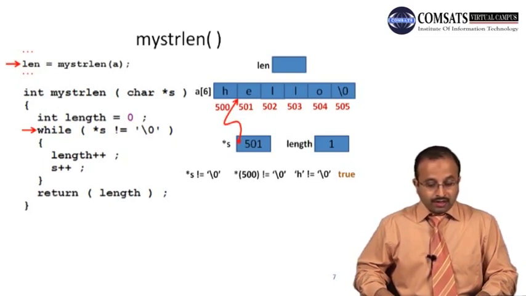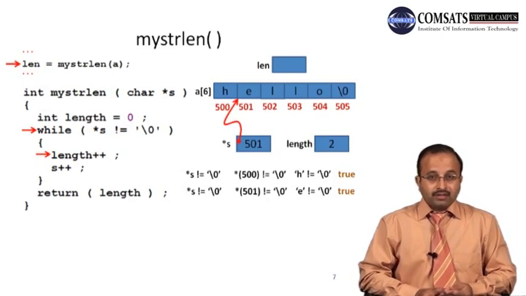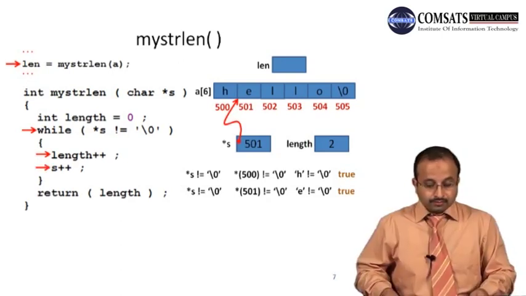Then it checks the condition again. The condition is star s is not equal to null. Star s is now star 501, that is the value at address 501, and that value is E, which is not equal to null. This condition is also true. It comes inside the loop again and increments the counter. Now the counter becomes 2. This means that we read 2 characters from the string and none of them is null. Then it increments the pointer and its value becomes 502, and it points to the next position in that array.